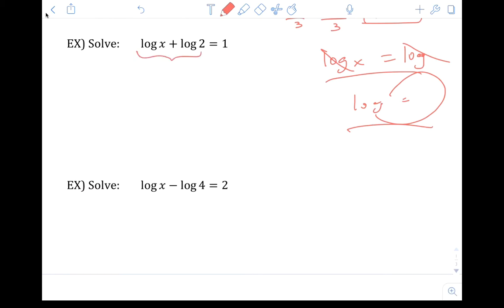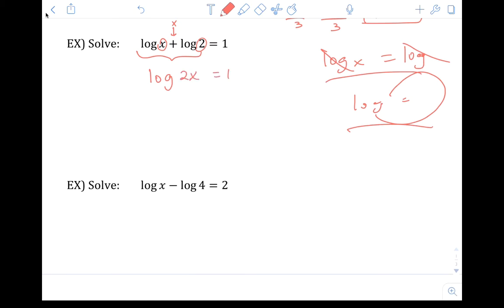We can condense it. I want to remind you that when you see addition, it condenses the logarithm back through multiplication. When you multiply the variables, you add the exponents and vice versa. So if I combine these into one logarithm, I'm multiplying the x and the 2.